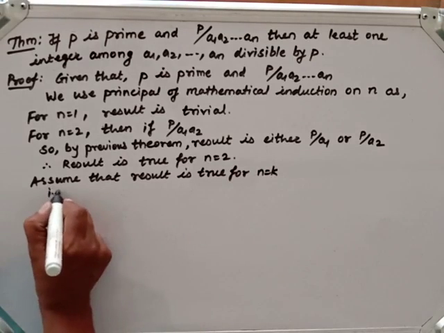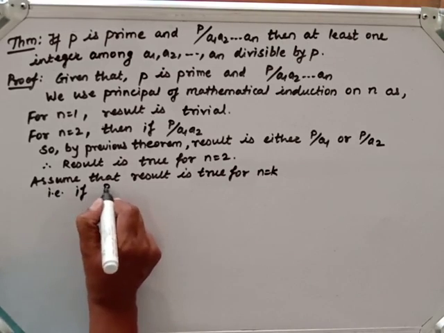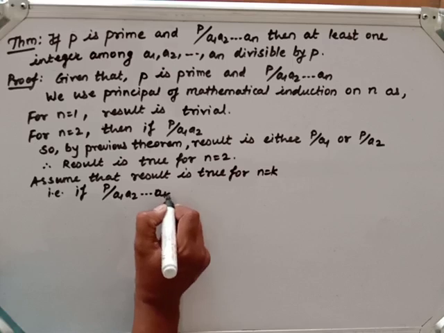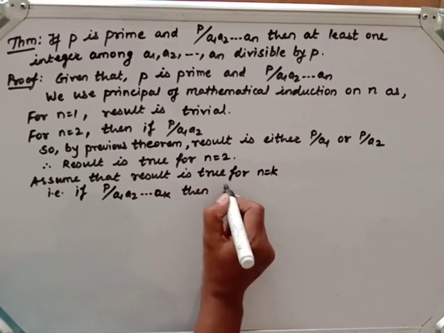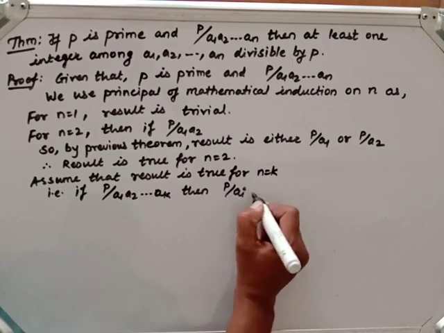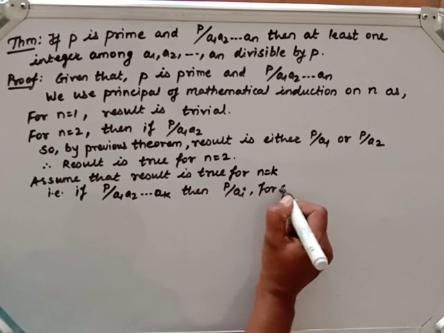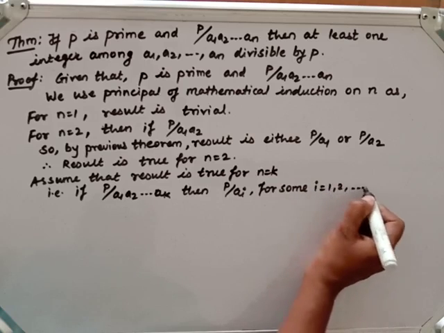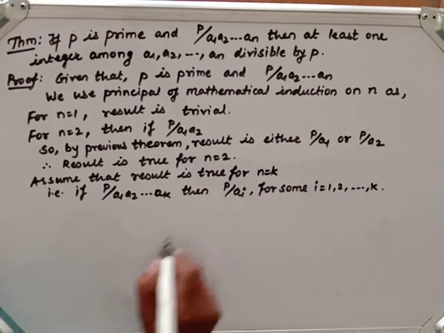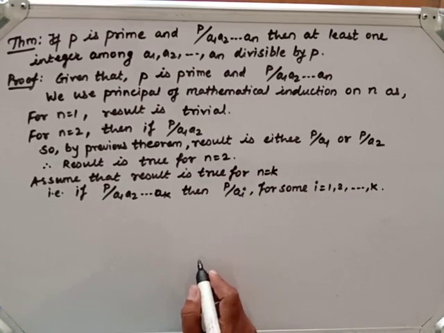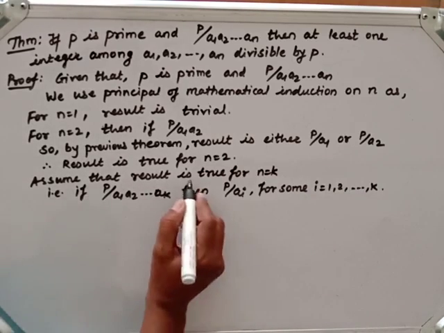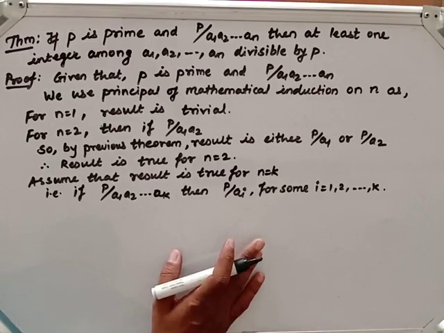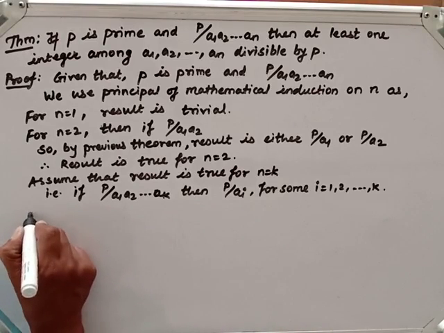That is, if P divides A1, A2 and so on up to AK, then P divides AI for some I from 1, 2, so on up to k. Now this is our assumption. We will assume it for n equal to k and we will prove it is true for n equal to k plus 1.